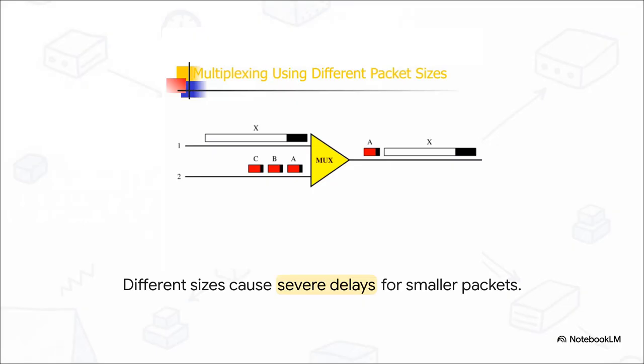Think about a multiplexer trying to combine different data streams. If one input line gets hit with a massive packet of data, it essentially blocks the intersection. Because that packet is so incredibly large and variable in size, the smaller, quicker packets waiting right behind it on the output line are severely delayed. The whole network gets choked by its own lack of uniformity.